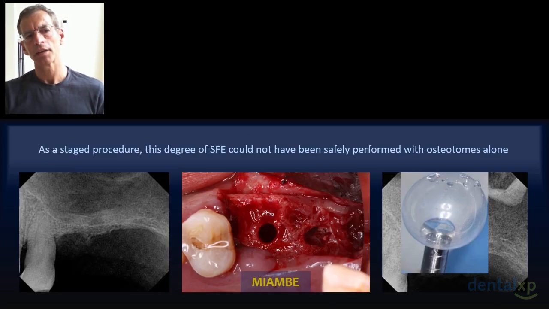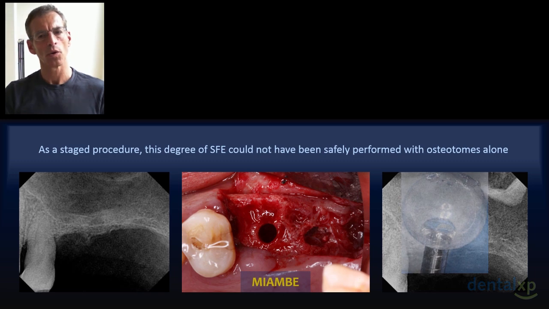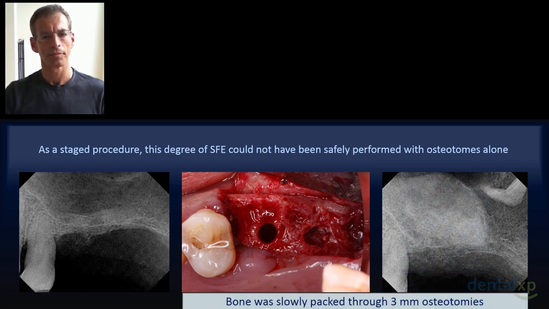I also wanted to see if I could utilize this balloon approach as a staged procedure at sites where there was 1 to 2 millimeters of subantral bone. I create my small osteotomies, insert my balloon, and inflate. And certainly, I could not have achieved this degree of elevation with an osteotome.